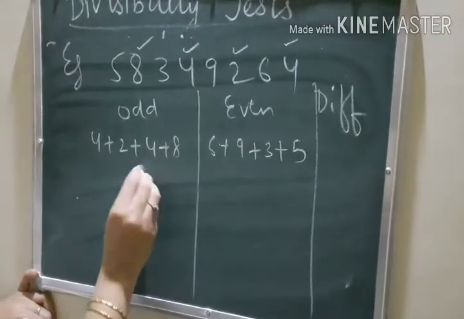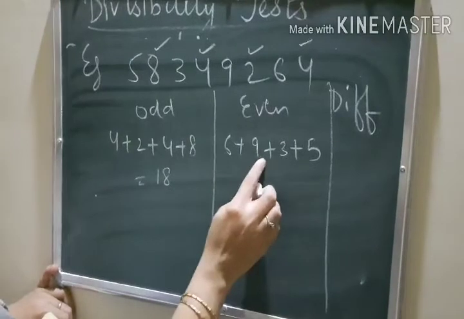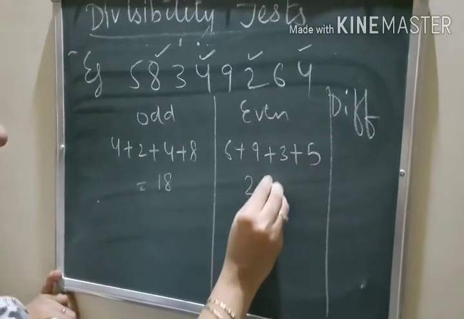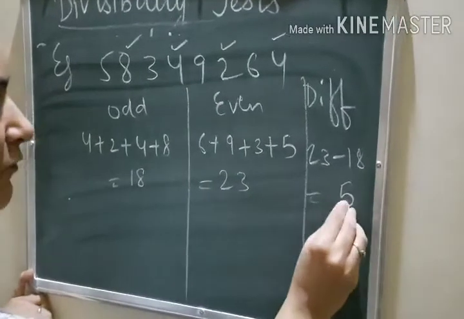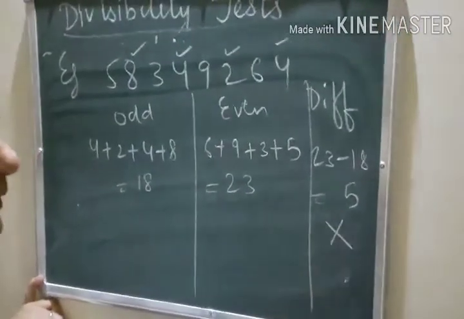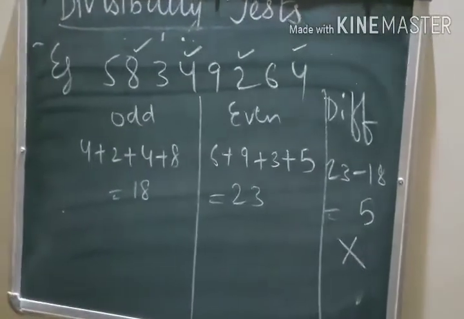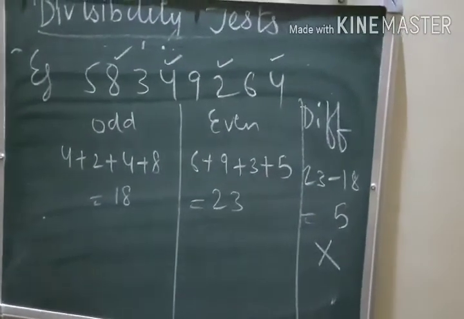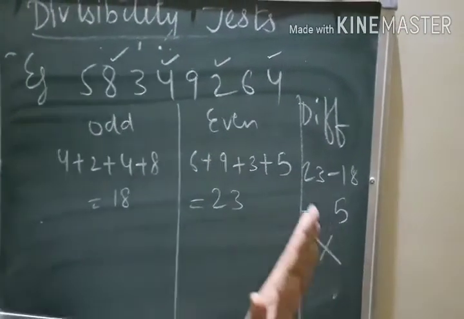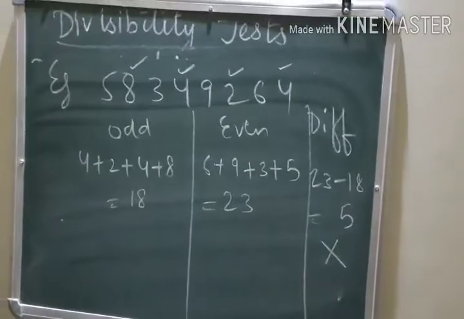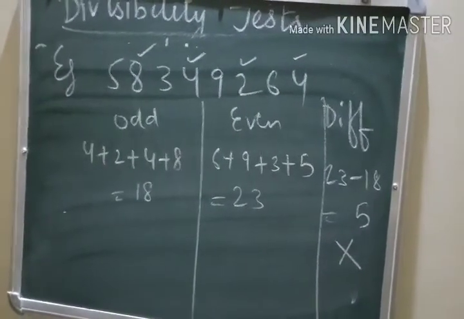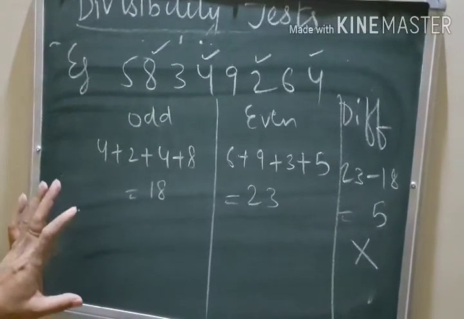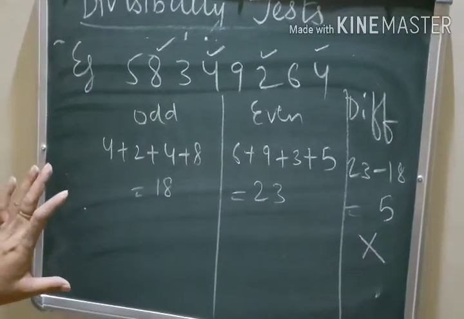6 plus 4, 10 plus 8, 18. Here 15 plus 3, 18 plus 5, 23. So when you take their difference, your answer is 5. 5 is not divisible by 11, so the number will also not be divisible by 11. If your difference comes out to be 0 or 11, then the number will also be divisible by 11, right? So this was your divisibility test of 11.